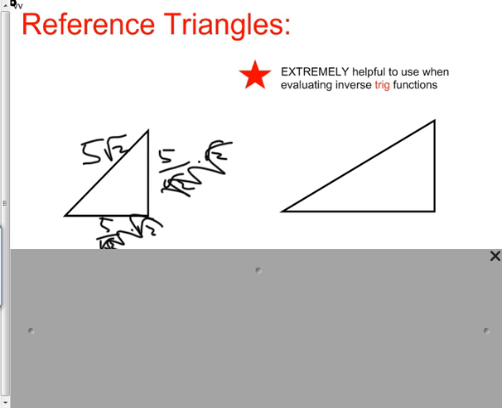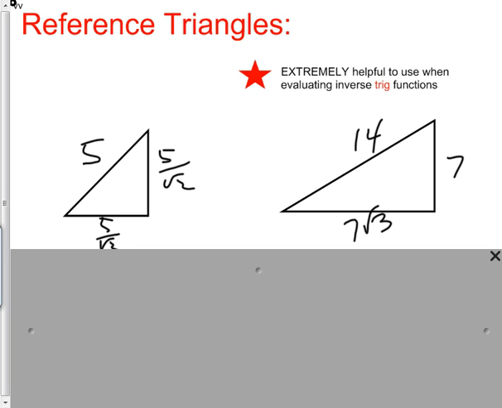Okay? So along those same lines, I'd like you to look at this one, and tell me if I make this side right here a 7, what would the other sides be? 14 for this one, because that's double that one, and then 7 root 3.